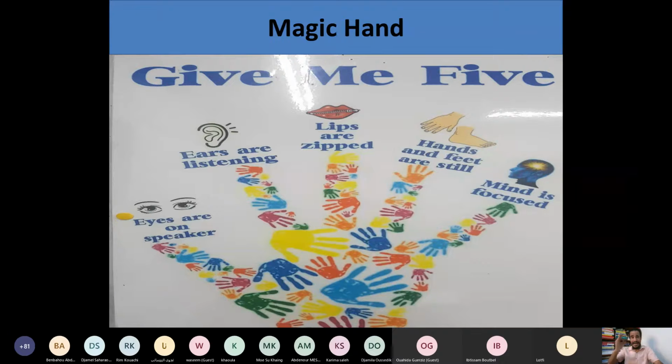Now, another benefit behind using the magic hand is that when there is motivation, how do students act? Students are overactive, overmotivated. Teacher, we are the winners. Teacher, they were cheating. They want to win the game, okay? They are very motivated. And this is the technique that saves my life in EFL classes. Give me five, stop. Is it clear so far, please?